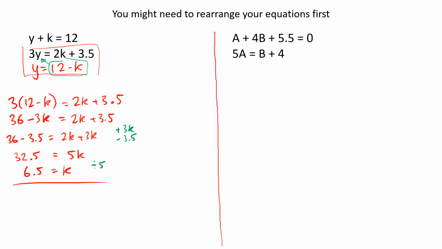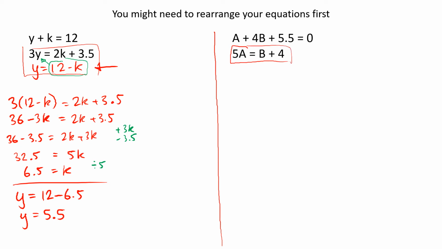You then have a choice about what you put that into, but let's use the easy version that we've got. Y is 12 minus k, so y is 12 minus 6.5, which is equal to 5.5. And we could check it works if we wanted, but you're going to have to take my word for it on this one.